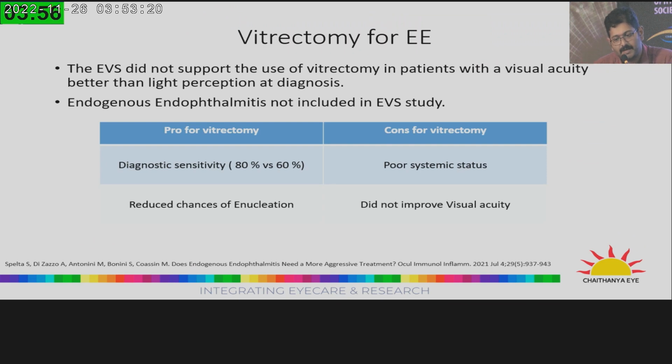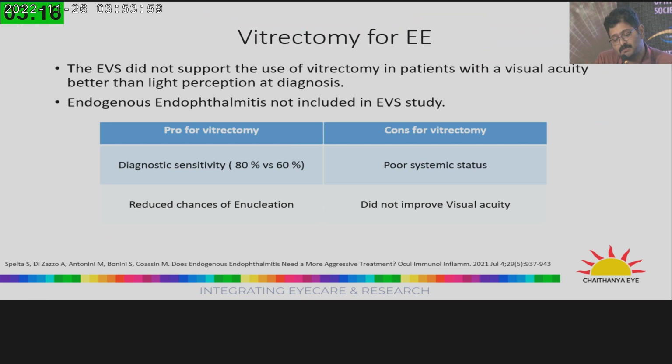Now, vitrectomy for endogenous endophthalmitis. I don't need to talk much about the EVS study, as Dinesh sir has already given a very detailed, elaborate explanation of the same, but endogenous endophthalmitis was not included in the EVS study. When I was researching this, many articles kept popping up saying that EVS advised you should only operate on a case with hand movements or light perception, which sir has already cleared. But I feel we have a lower threshold for vitrectomy now in cases of endophthalmitis, not only endogenous, any endophthalmitis. If we suspect endophthalmitis, we tend to go in earlier.